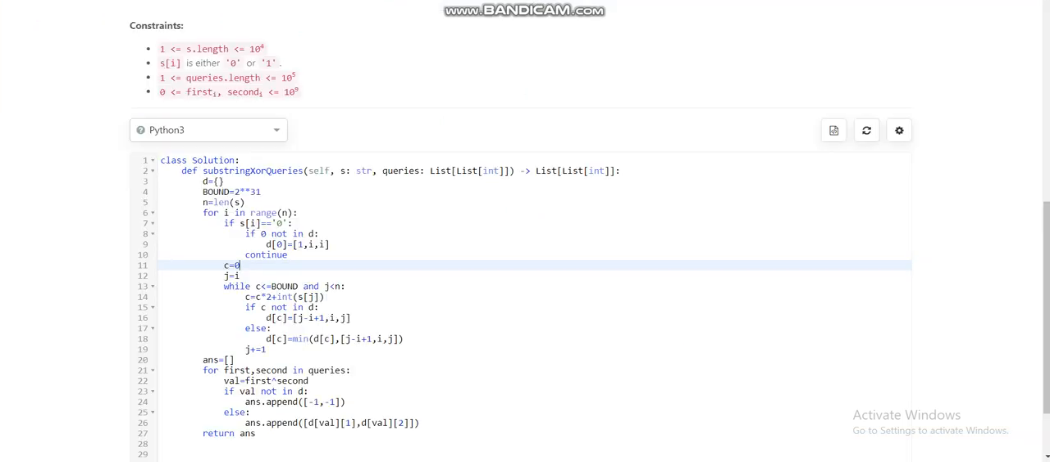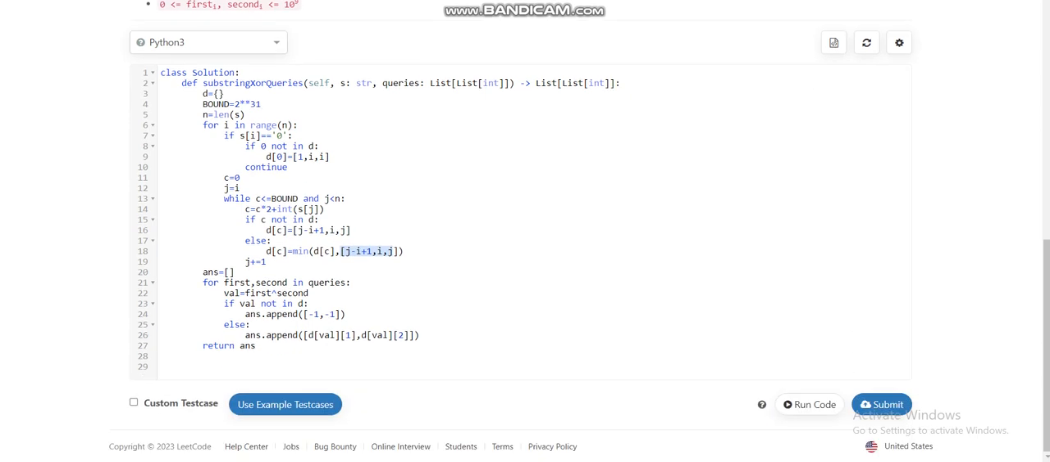Now if c is not in d, we'll just store the length comma I comma j, and if c is already present in d, we'll take the minimum of d[c] and this array. And at the end, if the value is not present in d, we'll just append -1 to the answer, else we'll append the stored values. The l value is d[1] and the r value is d[2]. I hope you got it.